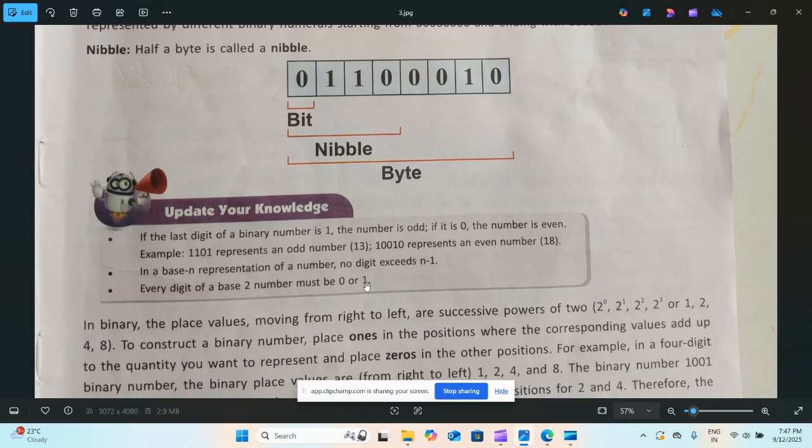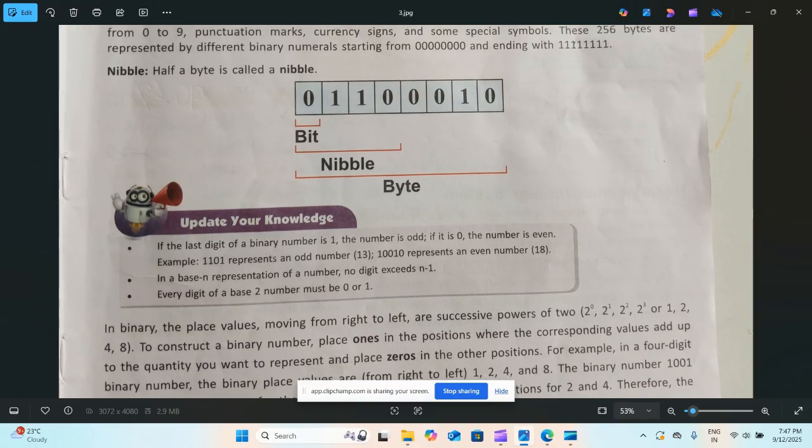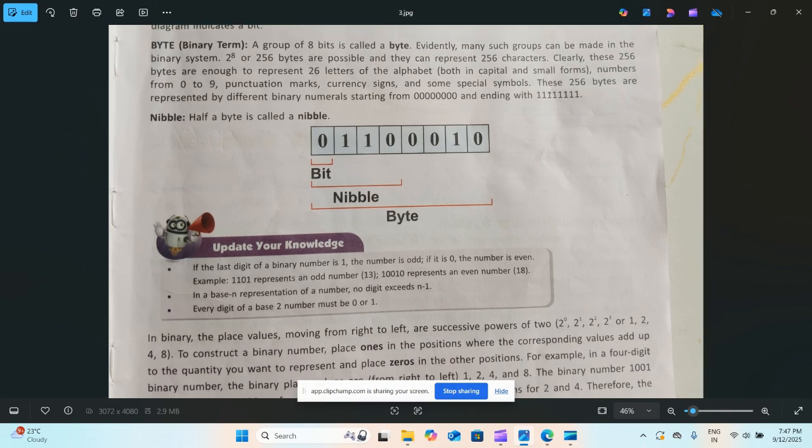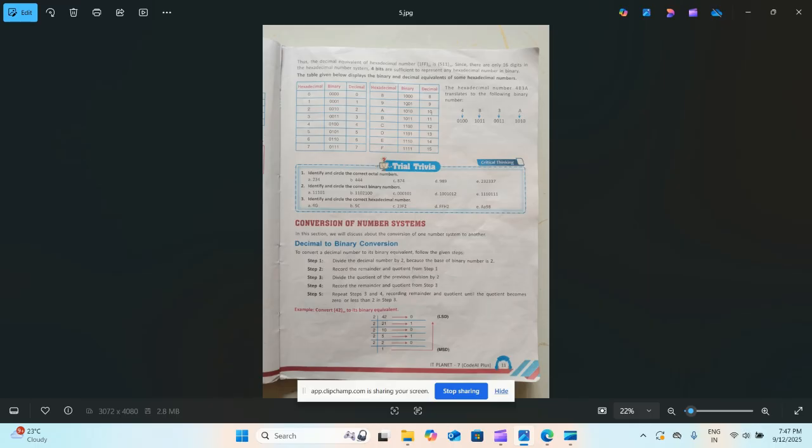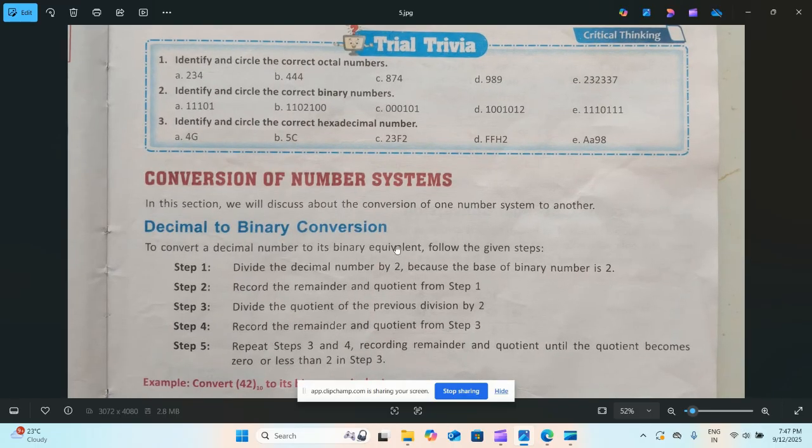Okay, so I'll stop here and we'll cover the conversions part in the next video, conversion of number systems. I'll upload a separate video for this.